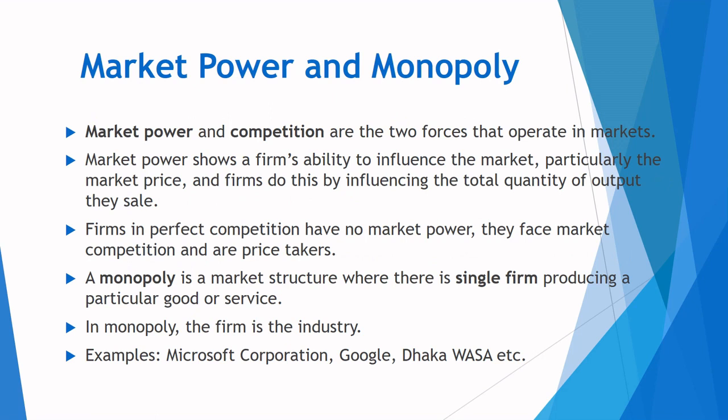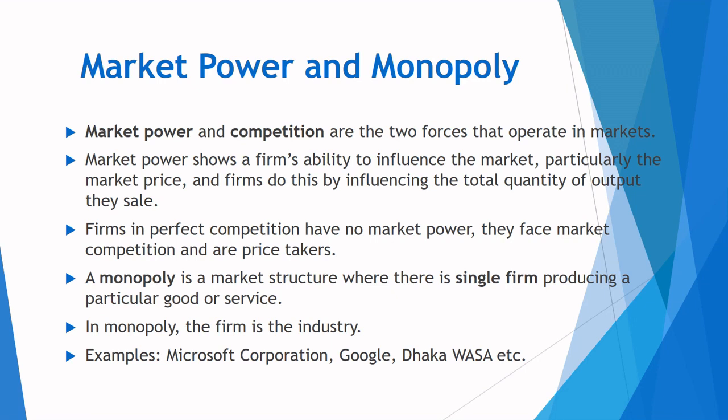Market power and monopoly. You already know what markets are. A market is an arrangement where buyers and sellers come in contact with each other in order to exchange goods and services. Now, market power and competition are two forces that operate in markets. Market power shows a firm's ability to influence the market, particularly the market price. And firms can do this by influencing the total quantity of output that they sell. You've already covered this in the last chapter.